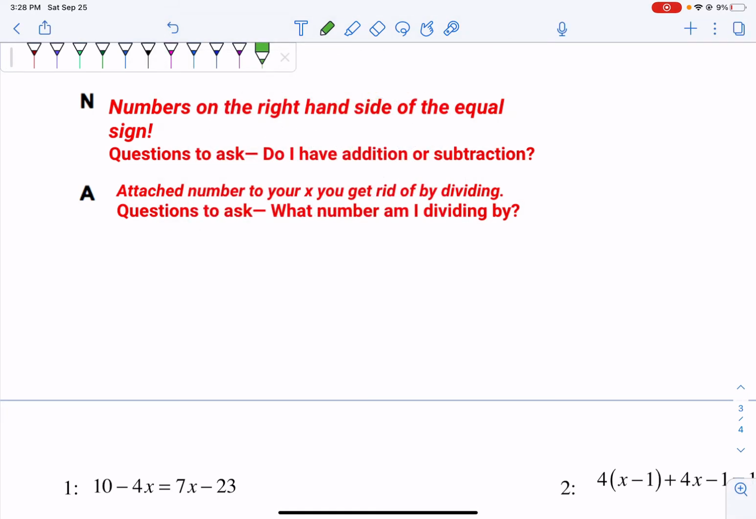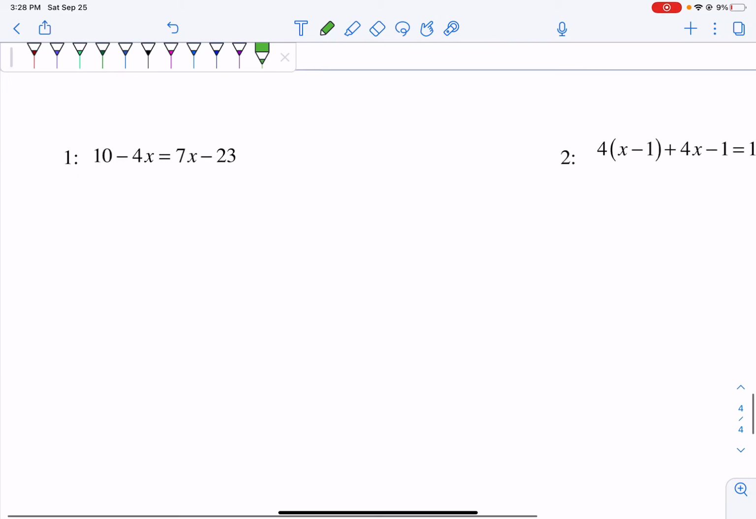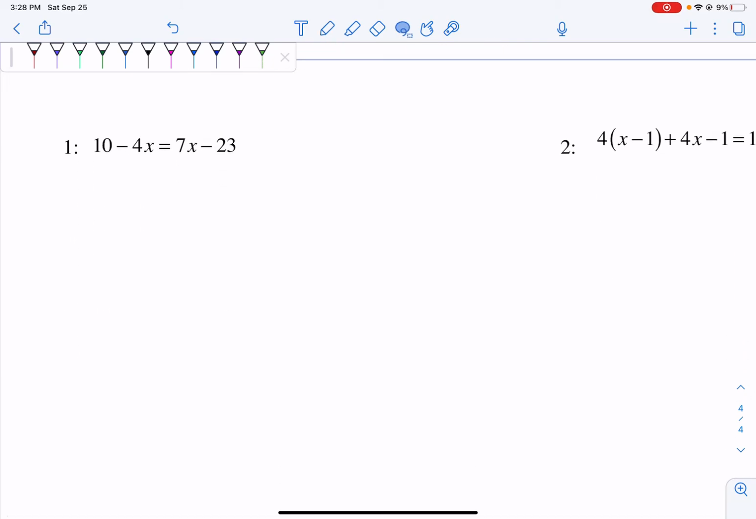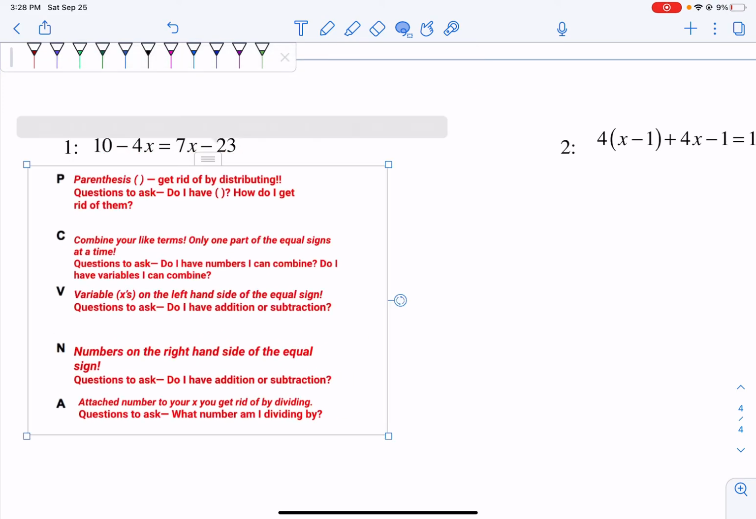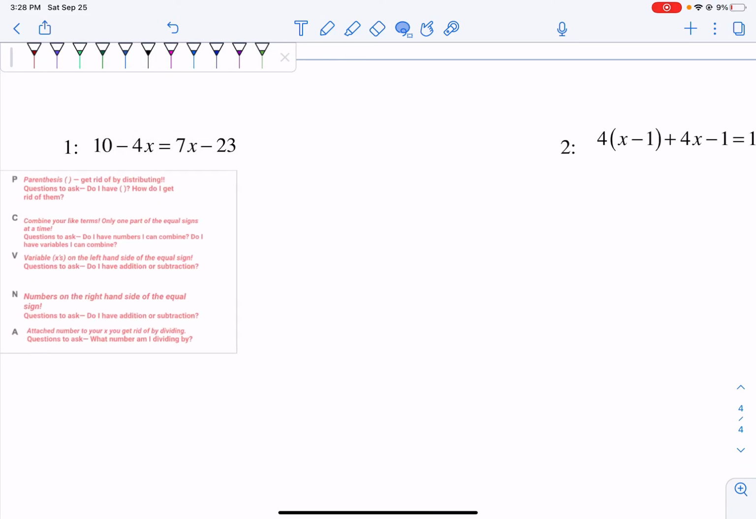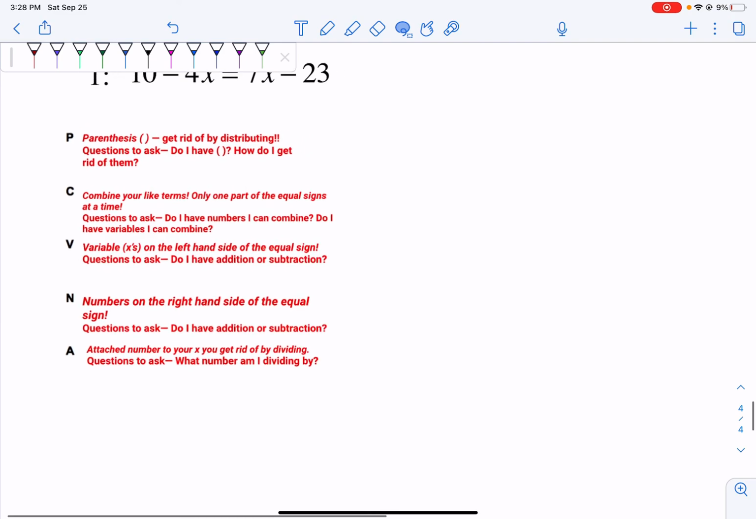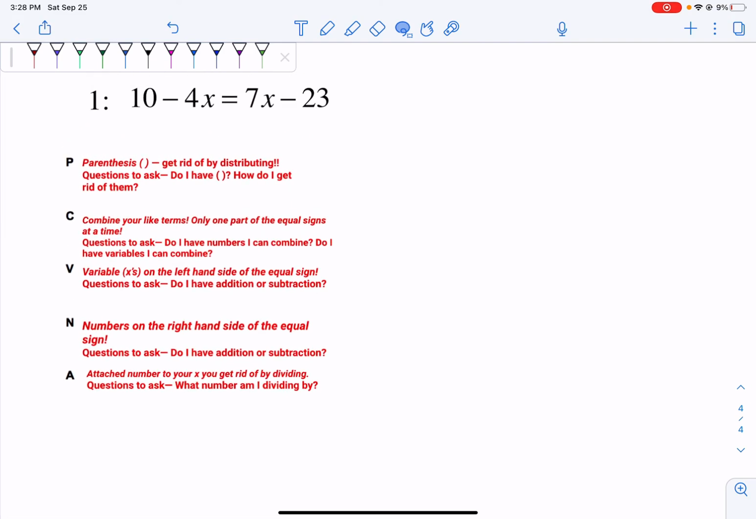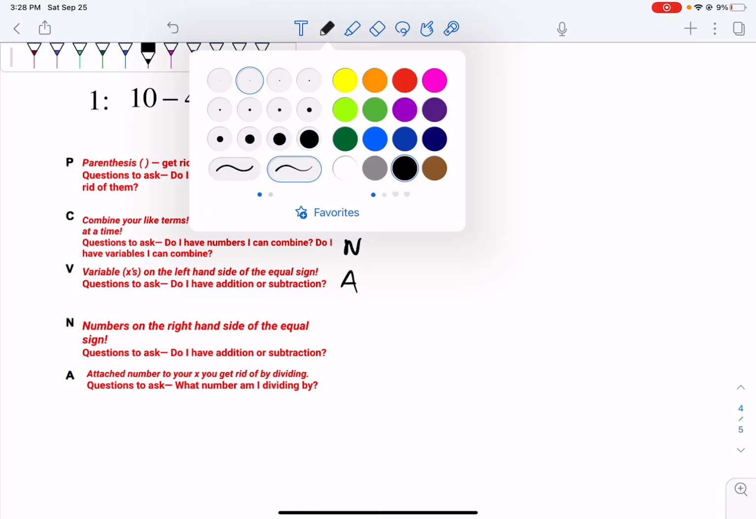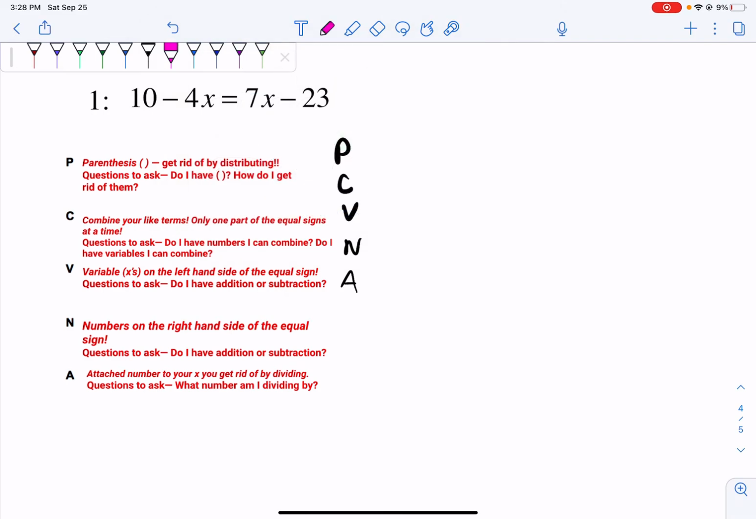So let's practice. Our first example right here is 10 minus 4x equals 7x minus 23. The first thing we have to ask ourselves is, do we have parentheses? And if you look, I don't. Oh wait, I forgot to write PCVNA. We should always write PCVNA. And I don't have parentheses, so I can cross it out.